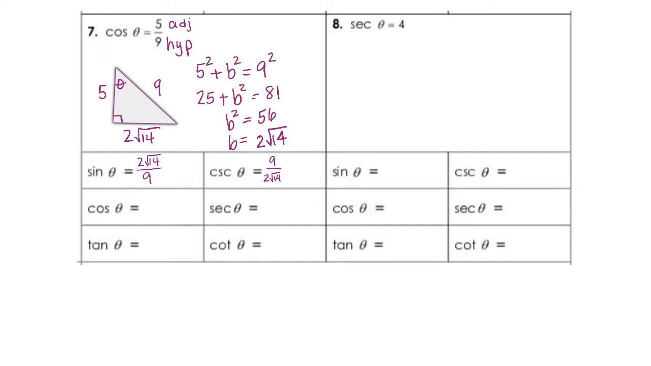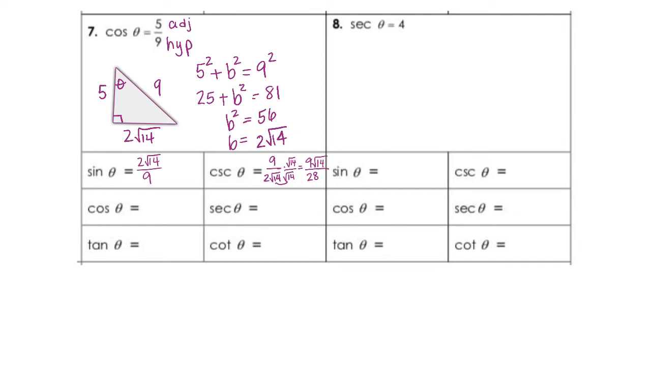And so when we rationalize here, it looks absolutely terrible, but we are going to multiply top and bottom by root 14 and root 14. And so that's going to give us 9 root 14 over 2 times 14. So that's going to give us 28.